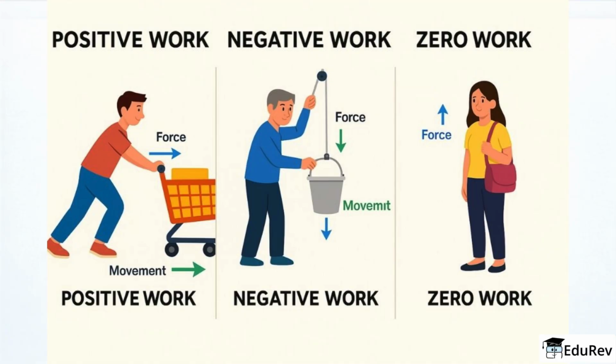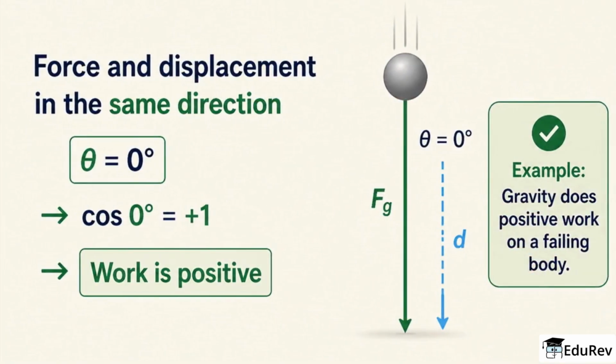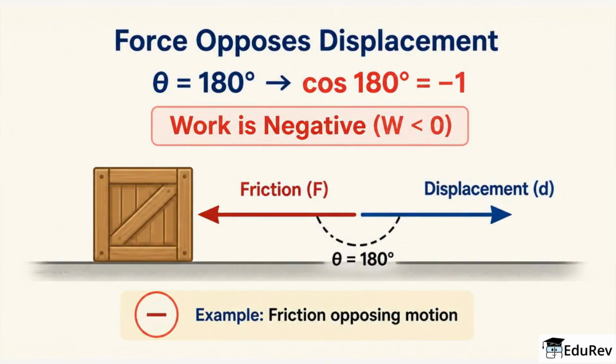Work can be positive, zero, or negative. So let us see simple examples for each case. When force and displacement are in the same direction, theta is 0 degrees, cosine 0 degrees is plus 1, so work is positive. For example, gravity doing positive work on a falling body. When force and displacement are at right angles, theta is 90 degrees, cosine 90 degrees is 0, so the work done is 0. For example, centripetal force for circular motion. When force opposes displacement, theta is 180 degrees, cosine 180 degrees is minus 1, so work is negative. For example, friction opposing motion.